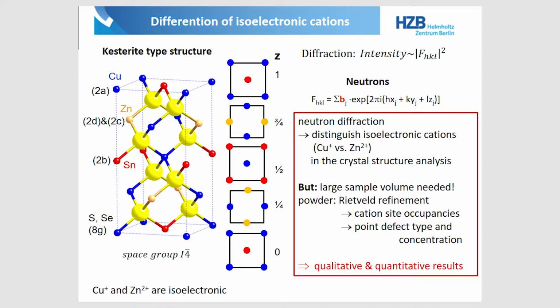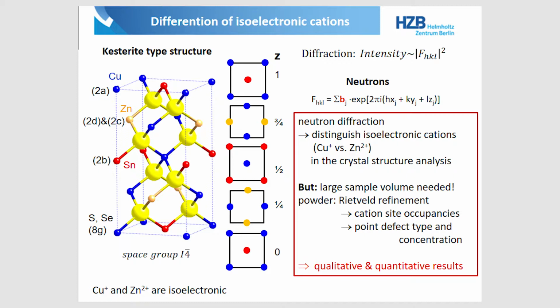And this is important because, according to the definition of the Kesterite-type structure, you have an ordered distribution of copper and zinc. So with neutron diffraction, you can distinguish between isoelectronic cations, in our case copper and zinc. If germanium comes into the game, you also have to distinguish between copper, zinc, and germanium because they are also isoelectronic cations. Or if you think of minerals, aluminium and silicon are also isoelectronic. So if you would like to distinguish these, neutrons are a good solution.